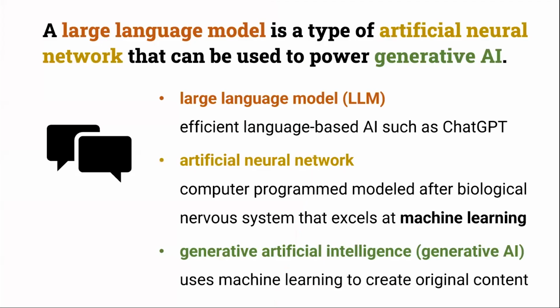So I'm going to start by discussing some terms. I'm going to be using throughout this presentation the phrase large language model. You'll also see that as LLM, and that is the underlying technology that powers any language-based AI such as ChatGPT. Large language models can be defined as a type of artificial neural network that is used to power generative AI. A lot of these terms we might not be super familiar with, so I'm going to define them.